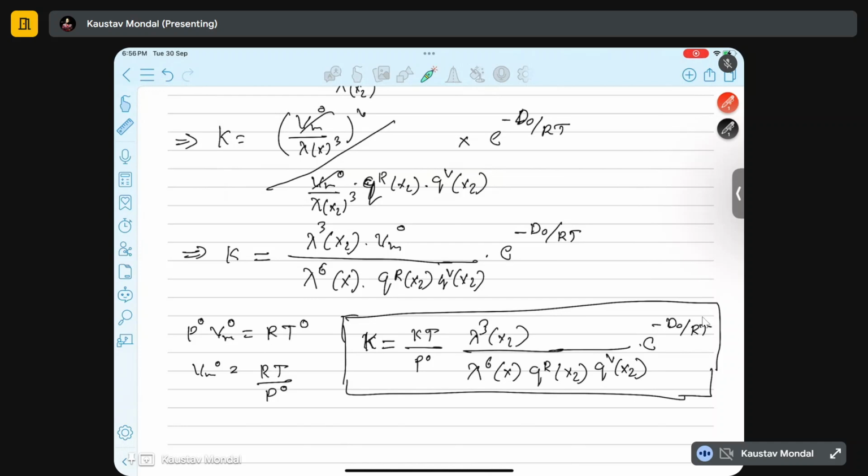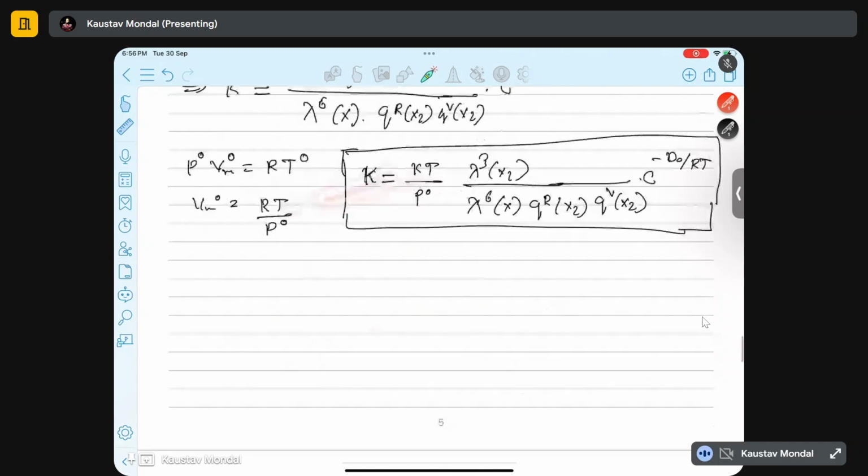Since it's a standard case, it would be helpful for us if we deal with pressure, because in the standard case the pressure is simply equal to 1 bar. So it's helpful to deal with pressure rather than volume. So we have substituted the volume in terms of pressure, and there are the rotational and vibrational contributions that come because of the X2 molecule, and the change in energy is basically D0, the dissociation energy. So we put all the things together and we got this expression of the equilibrium constant K, right?